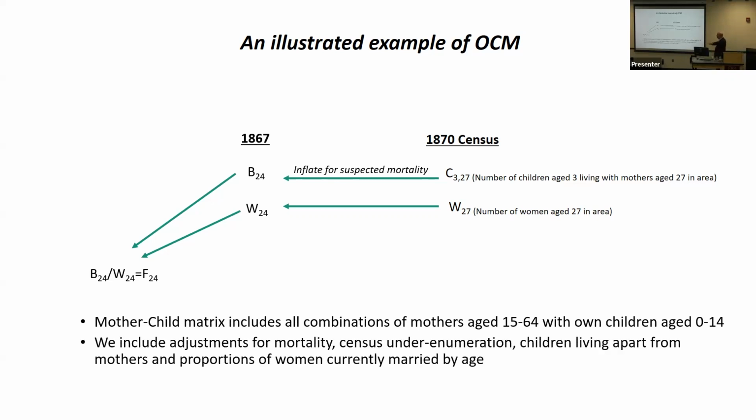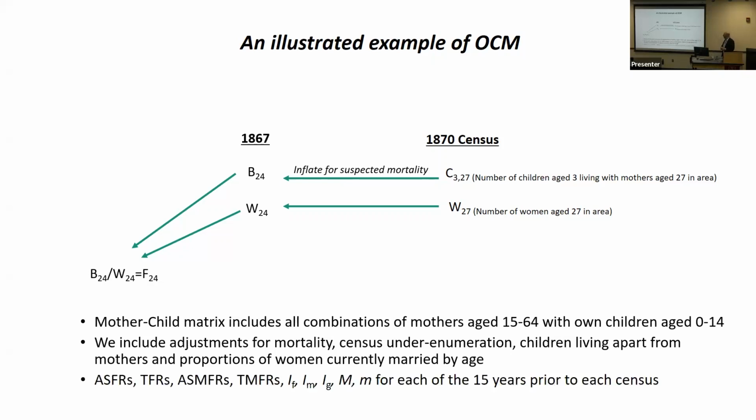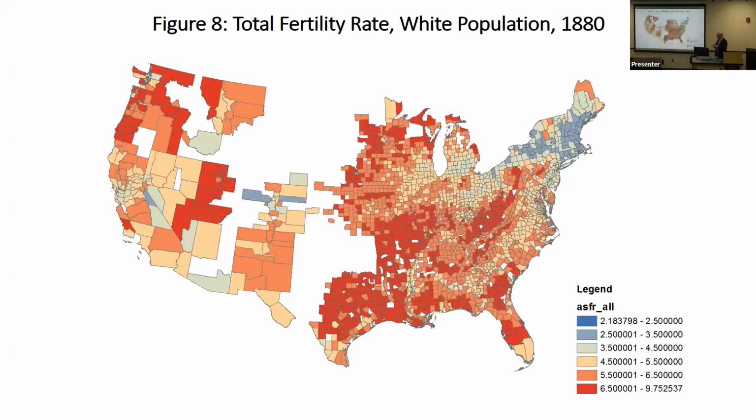So there's adjustments for census undercount enumeration. Where do we get those estimates? You saw them from the IPUMS MLP. You need to adjust a couple other adjustments I won't go into. But from this, we can get age-specific fertility rates, total fertility rates, age-specific marital fertility rates.